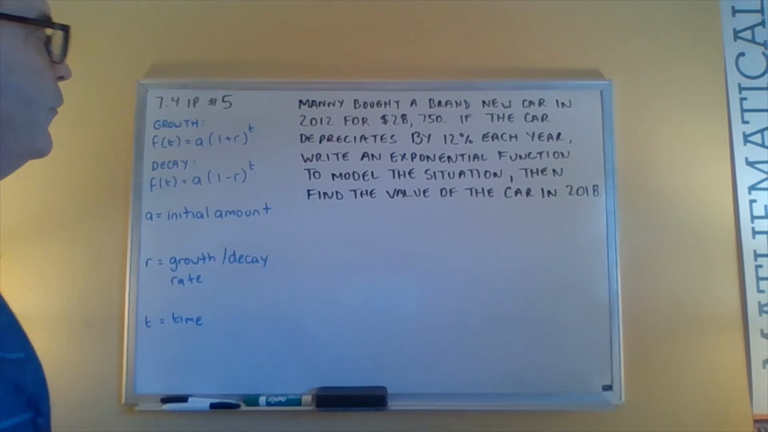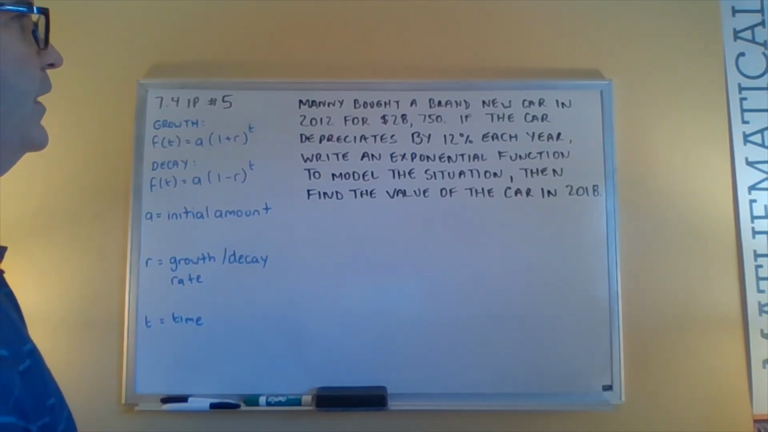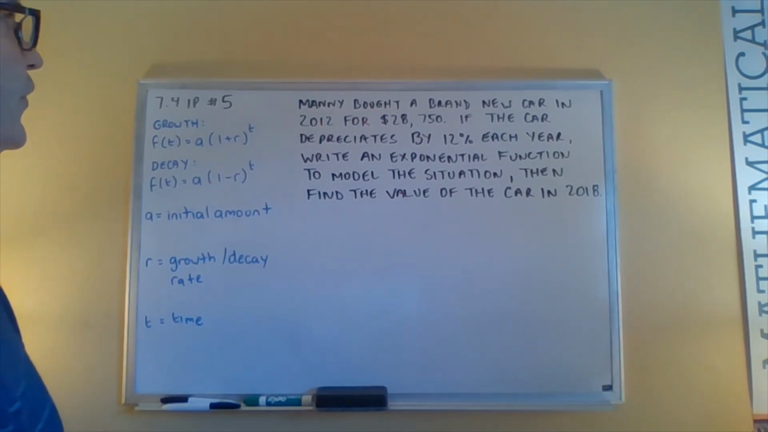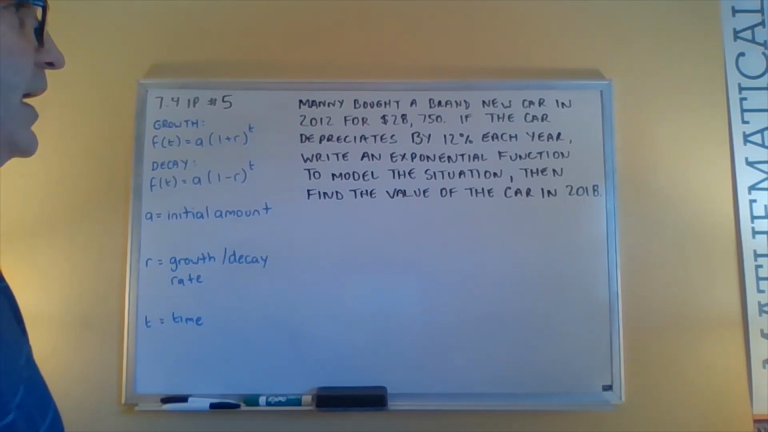Number 5, we have Manny bought a brand new car in 2012 for $28,750. If the car depreciates by 12% each year, write an exponential function to model the situation, then find the value of the car in 2018.